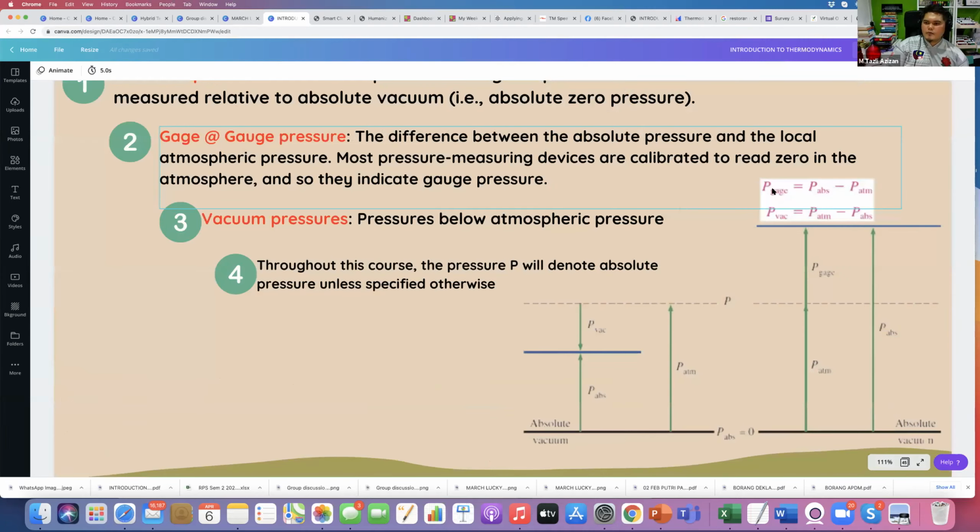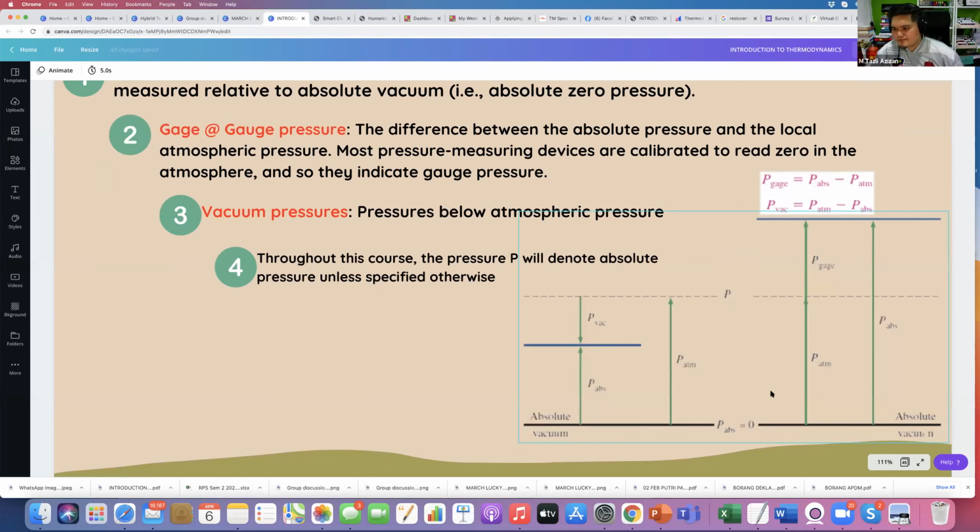So this is the formula for us to calculate the gauge pressure, and we can also use this for the vacuum pressure. The vacuum pressure is the pressure below the atmospheric pressure. Throughout this thermodynamics course, you will denote P as absolute pressure unless it is specified otherwise. In order for us to calculate absolute pressure, it is simply the atmospheric pressure plus the gauge pressure. That will give you absolute pressure.